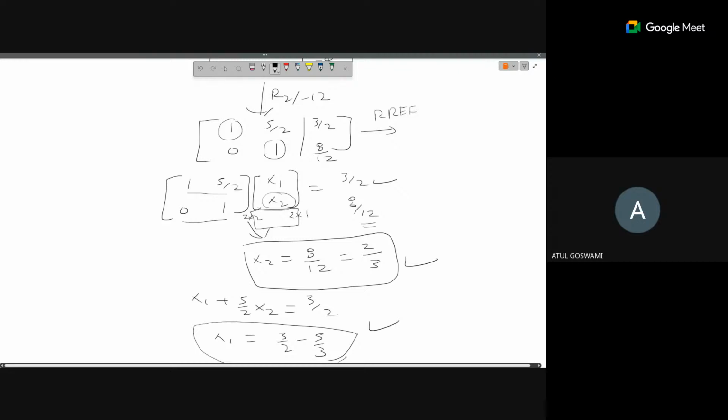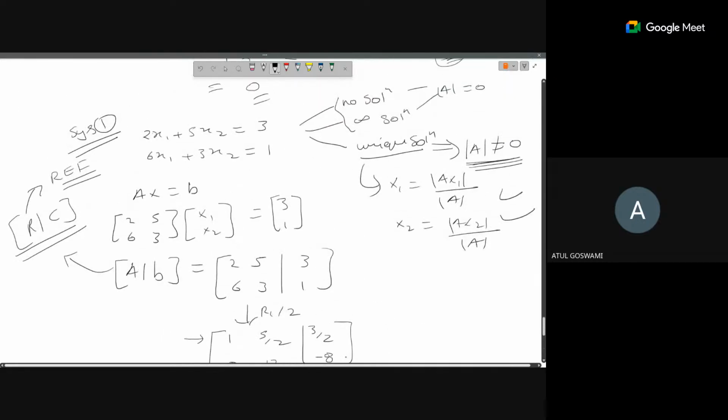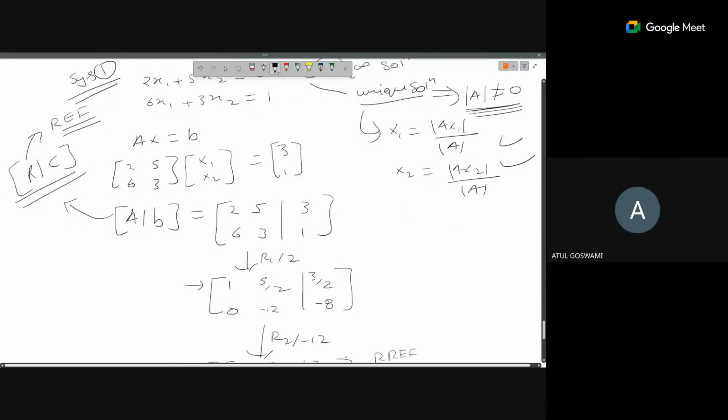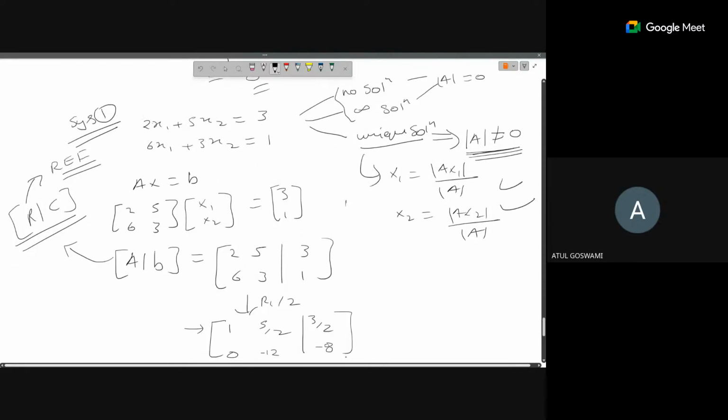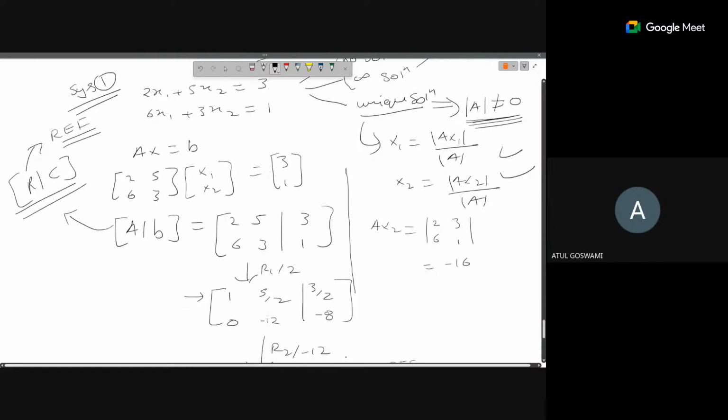Using Gaussian elimination. Now let's check with Cramer's rule whether indeed we are getting the same. So x2 is simple, so we are first finding x2. How to find x2 using Cramer's rule? We find this matrix A x2, which is obtained by replacing the second column by b. So this is 2, 6. Second column is 3, 1. Okay, what is the determinant? Minus 16, right? Is that correct? Determinant of A x2. Yes.